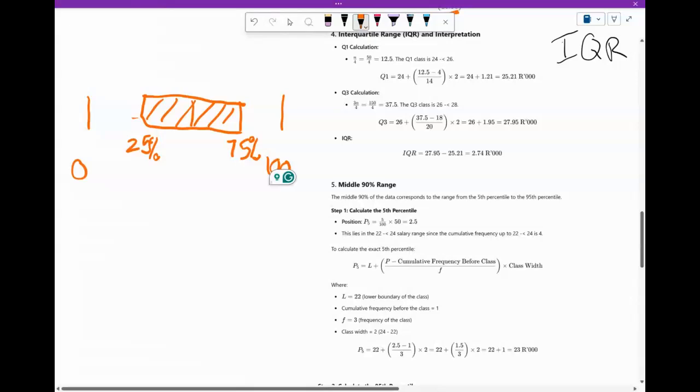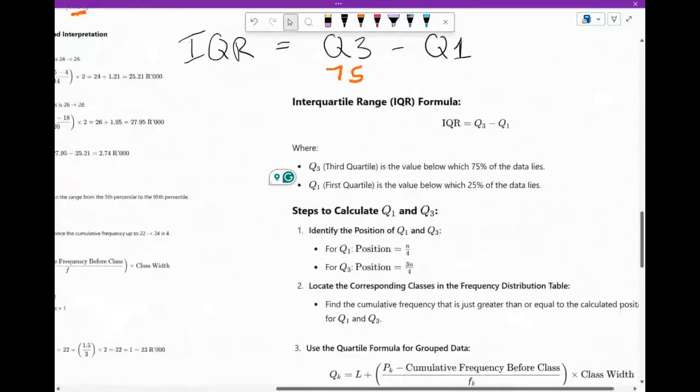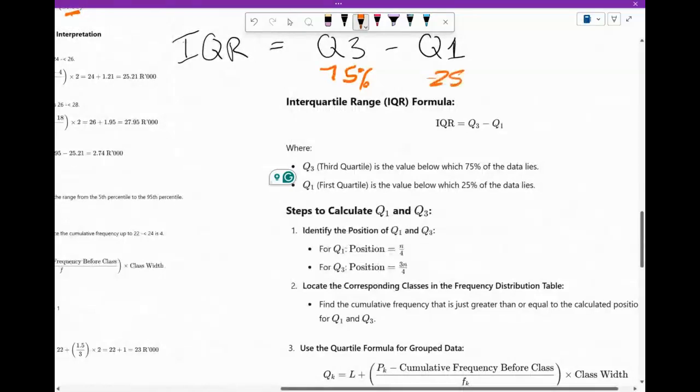So that's why we're saying Q3 minus Q1. Okay, which is what we got here. 75% minus the 25% will give you that middle 50%. Okay, right. But again, we must remember that we're doing this for grouped data.